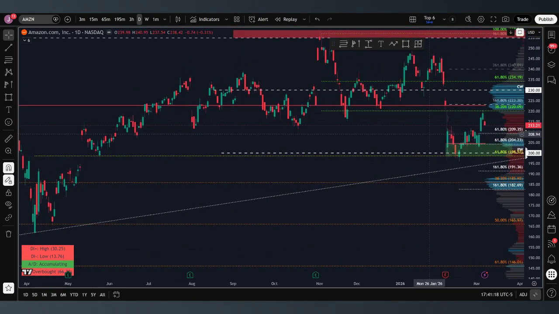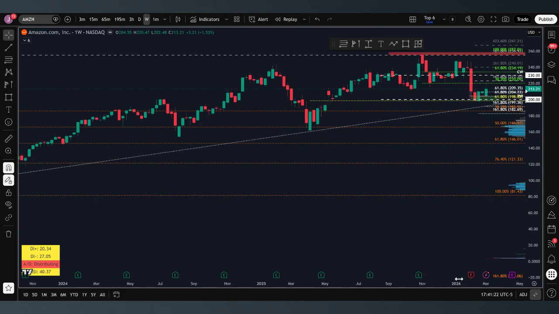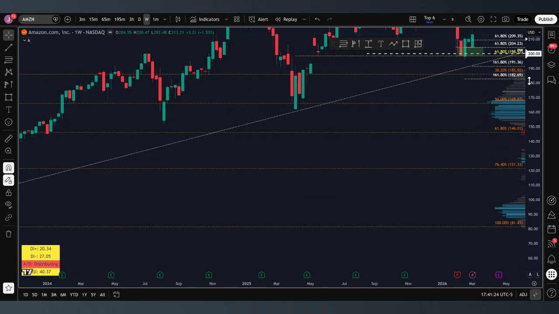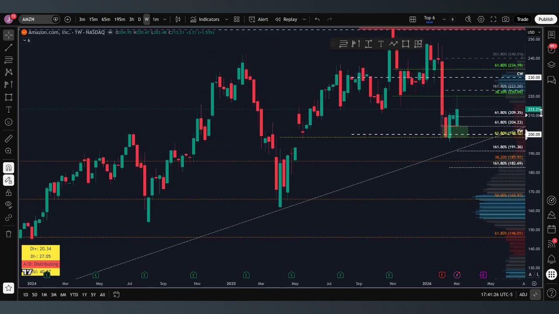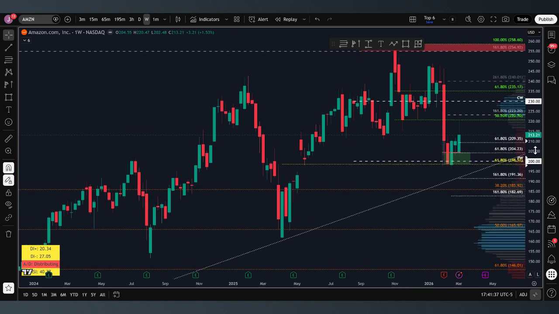You can see, let's do it on the day weekly. A little bit easier to see that way. There we go. Alright, so here's weekly Amazon. You can see the tertiary 61.8 at 198.52. That was set from the lows here up into the all-time highs here. We bounced off of that at 198.52.